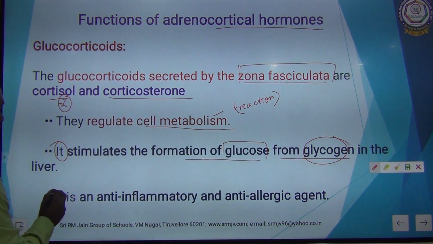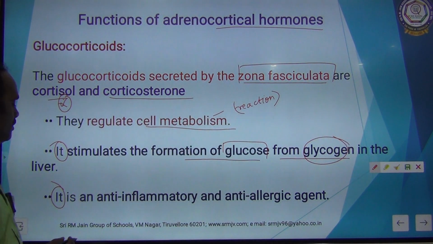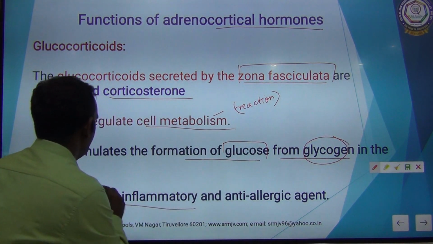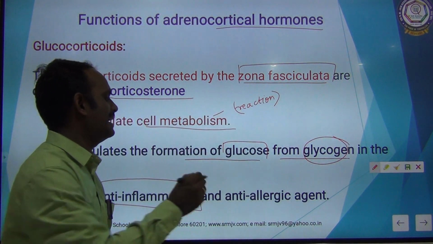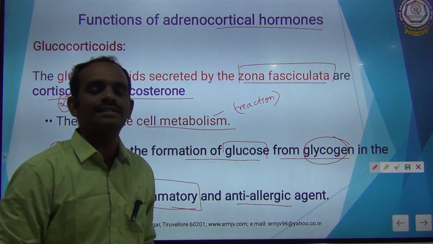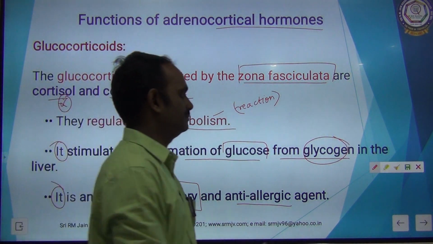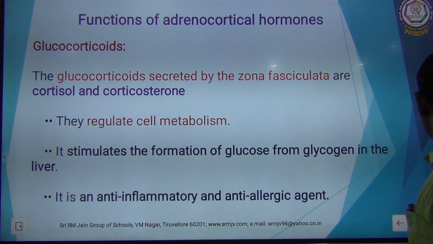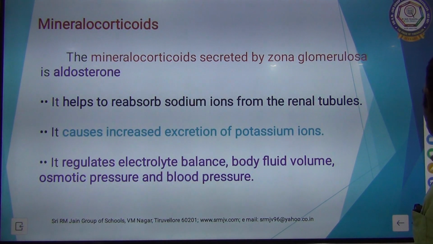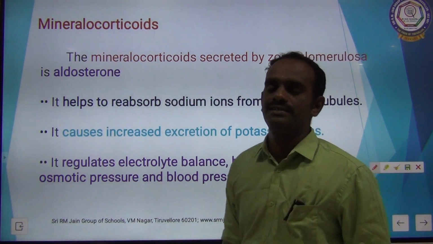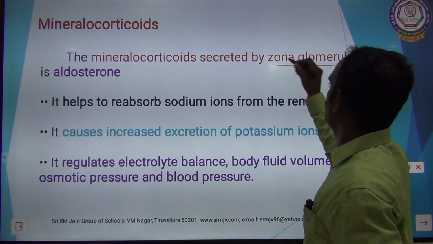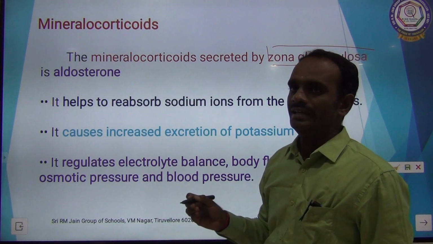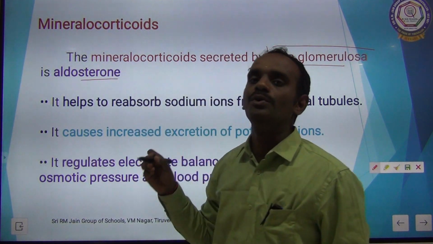The next one, glucocorticoid hormone is an anti-inflammatory. It plays a very important role as an anti-inflammatory as well as anti-allergic agent. Clear, children? The next we move on to mineralocorticoids. The mineralocorticoid secreted by zona glomerulosa is aldosterone.